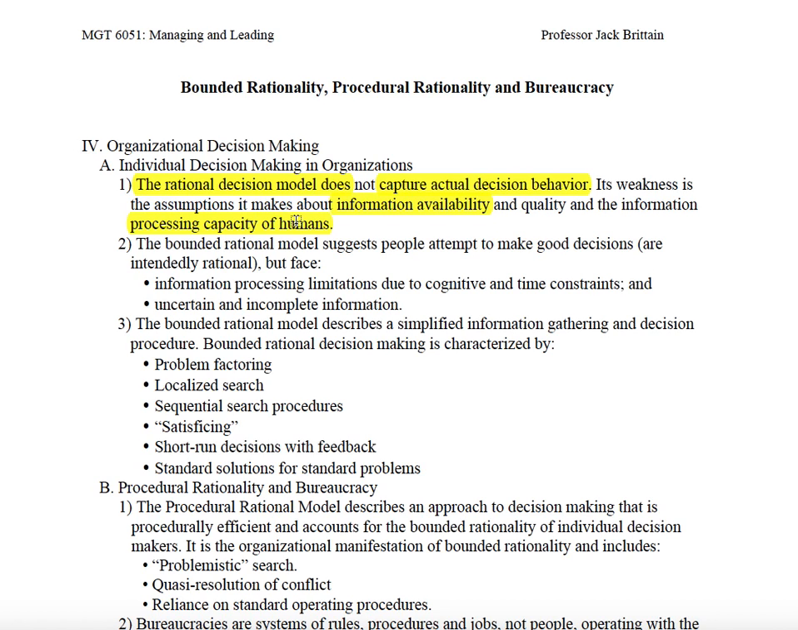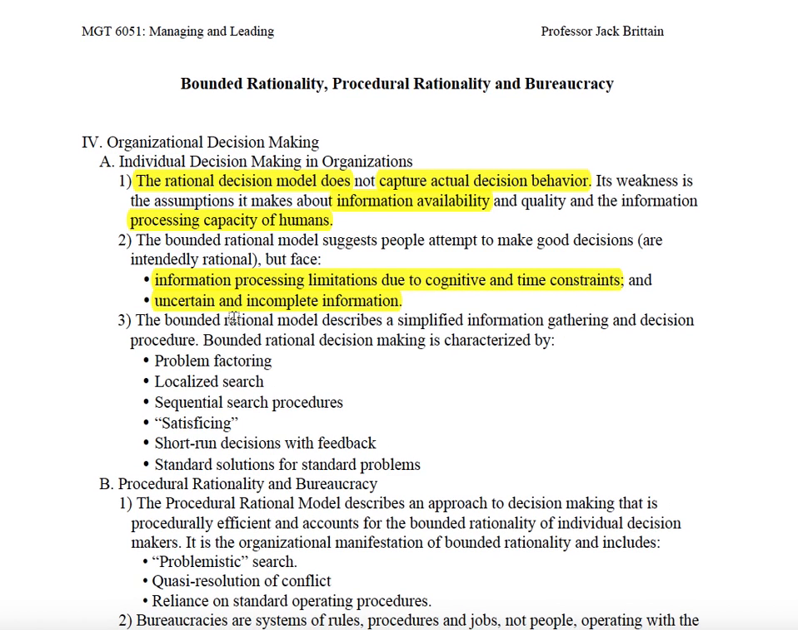But a lot of decision making, especially the complex decisions that we see in organizations, we said that people do suffer from and have problems with information processing limitations. These limitations are due to cognitive and time constraint. And then also they have to make decisions in the face of uncertain and incomplete information. And this very much describes decision making in organizations. We never have all the information we wish we could have. We have incredibly complex problems that are difficult for any one individual to resolve. One of the reasons we use a lot of group processes is to get a lot of different perspectives and a lot of brains working on a complex problem.